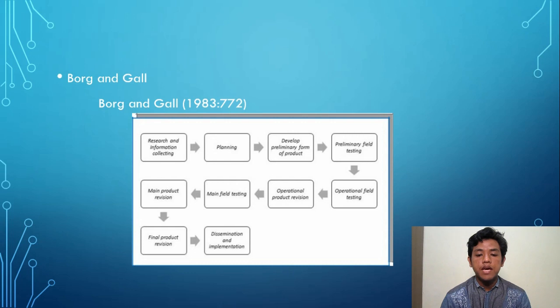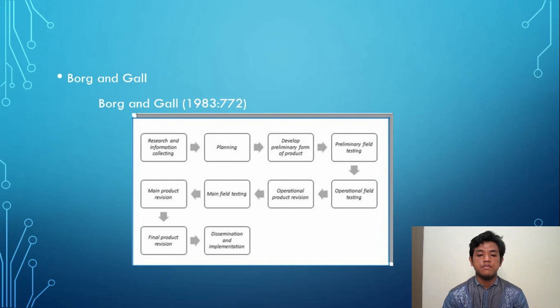Next is main product revision, revision of product as suggested by preliminary field test result. Next is main field testing, and then operational product revision, and then operational field testing, and final product revision, and finally dissemination and implementation.